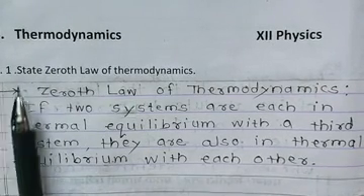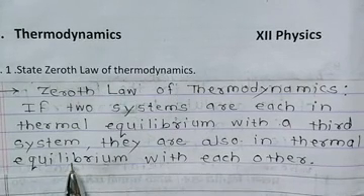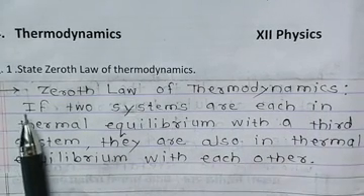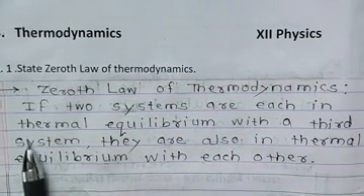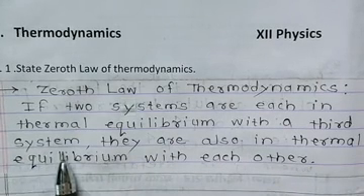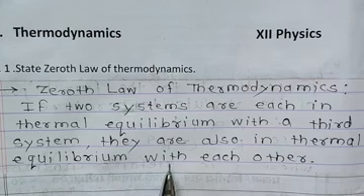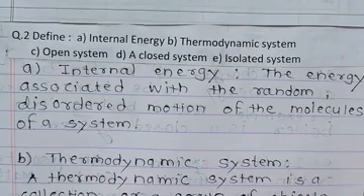Question 1. State 0th law of thermodynamics. So, 0th law of thermodynamics: If two systems are each in thermal equilibrium with a third system, they are also in thermal equilibrium with each other. This is the 0th law of thermodynamics.